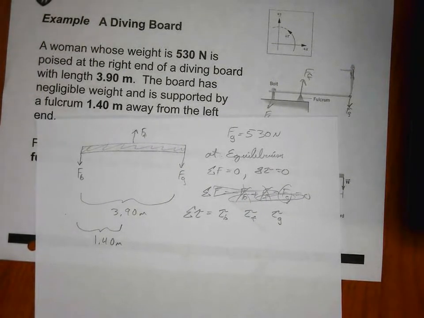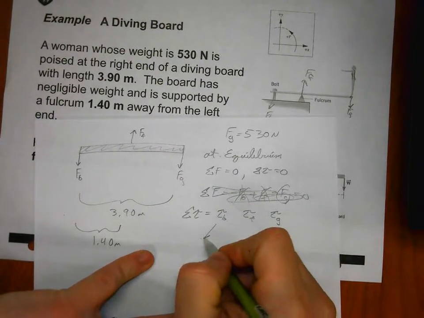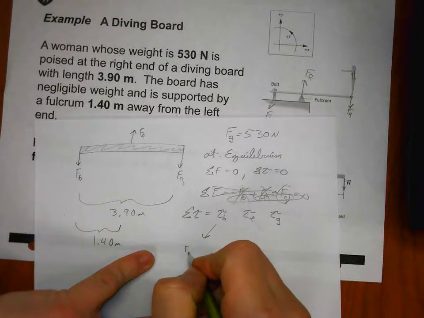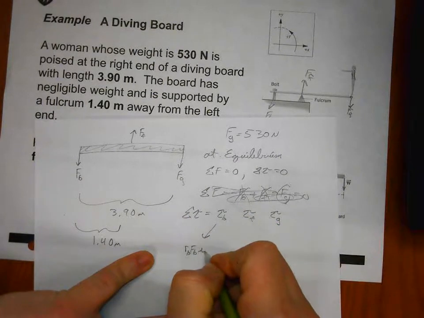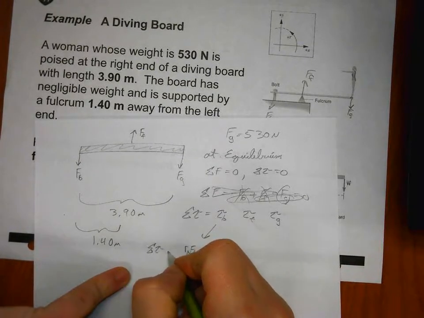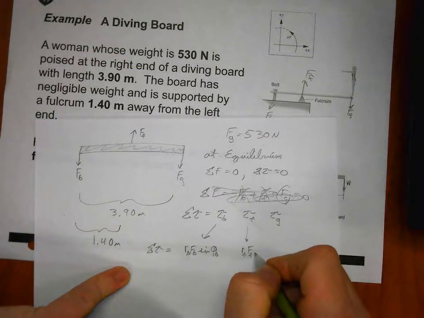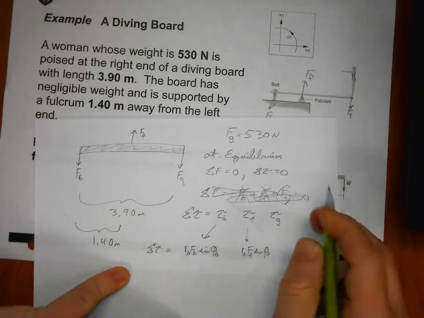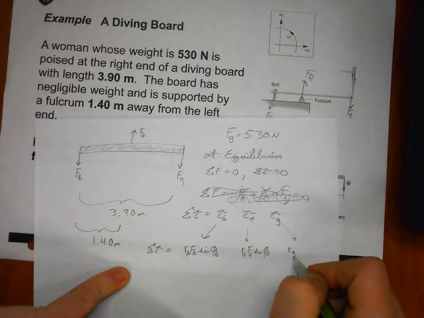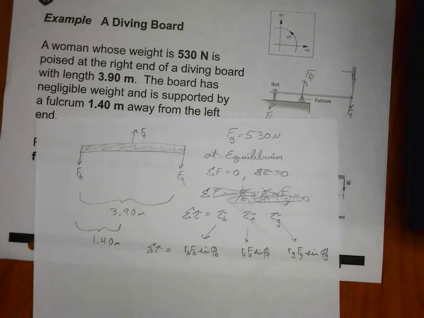We haven't yet chosen our axis. But I'm going to go ahead and expand it as R_B F_B sine of phi_B. I'll explain what all this stuff means in a second. R_F F_F sine theta_F, and R_G F_G sine theta_G. Again, no positives or negatives yet because we haven't determined which way we're going to consider the rotation.